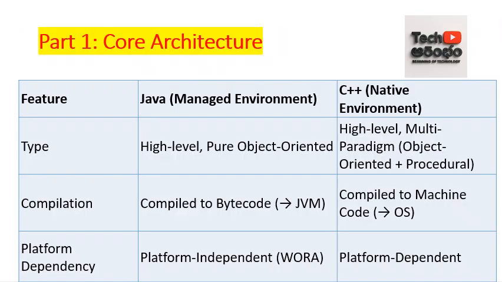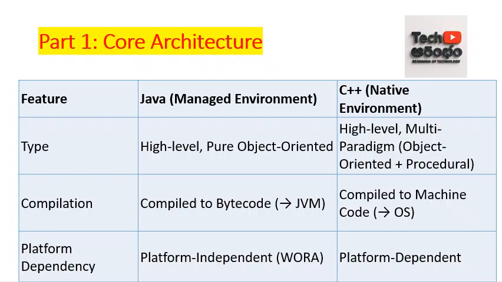Part 1, Code Architecture. Let's start with how these languages are compiled and run. C++ is compiled directly into native machine code. This means it only works on the operating system it was compiled for. So it is platform dependent.